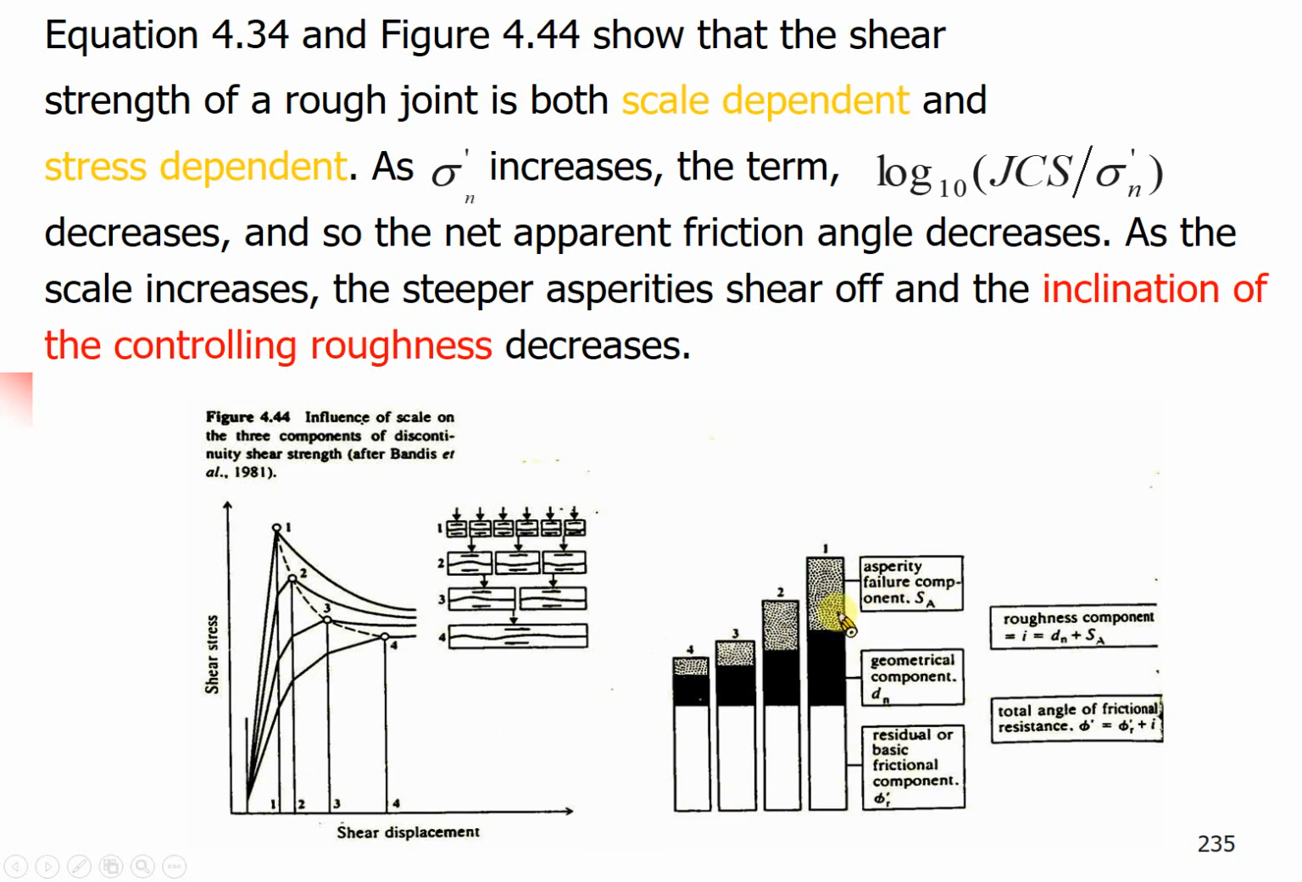So you can use this to explain why or how the scale effect occurs. Because of the different size, you will have a different shear-off proportion. You will have a different degradation of your roughness. Then you will have a different proportion of the strength still remaining.